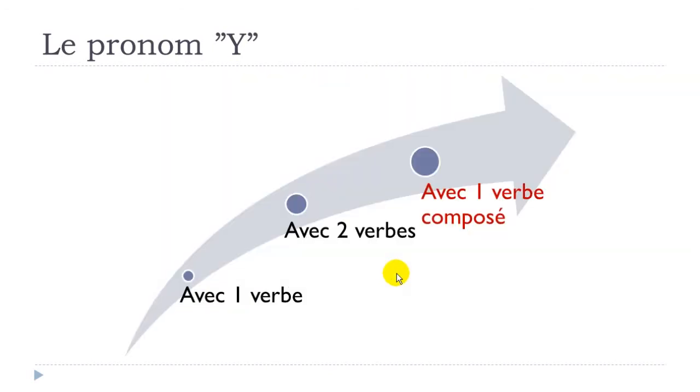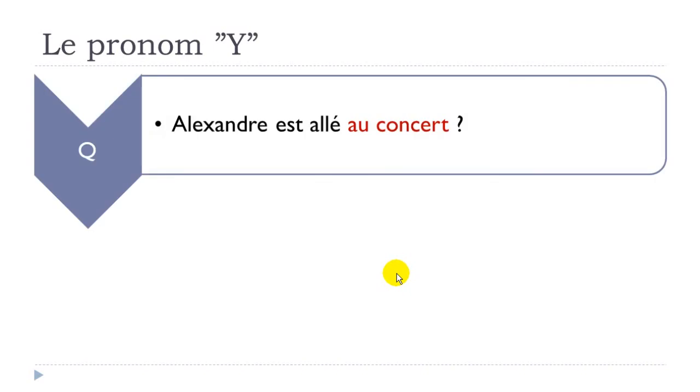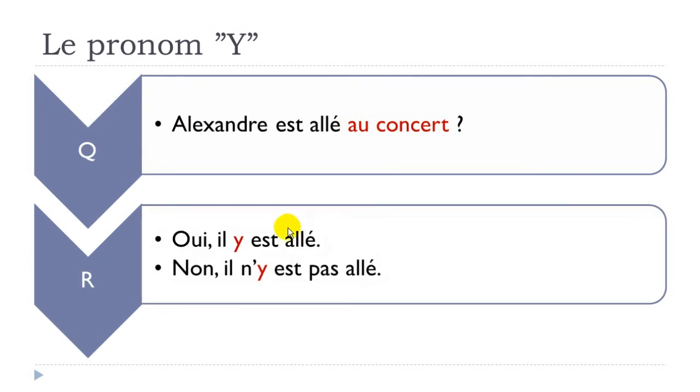Okay, and now let's see how it will work if we've got a composed tense like aller here, and it's at the passé composé form. So Alexandre est allé au concert. Okay, it's the past tense. Oui, il y est allé. Okay, so keep in mind that even if you've got two parts here, okay, it's only one verb. It's the verb aller at the passé composé. Okay, so it's composed. So you've got two elements, but still it's one verb. So it means that your pronoun Y should be before.